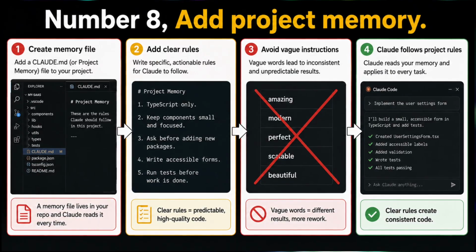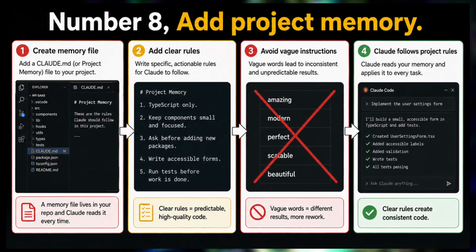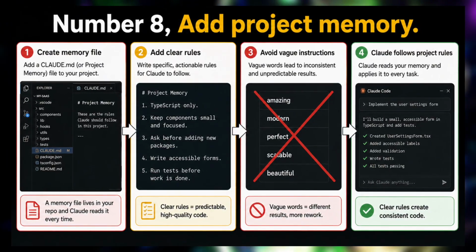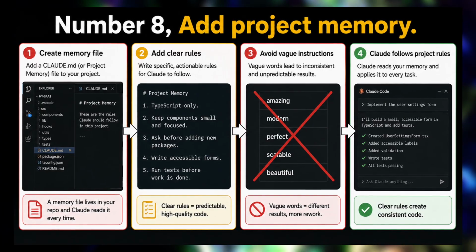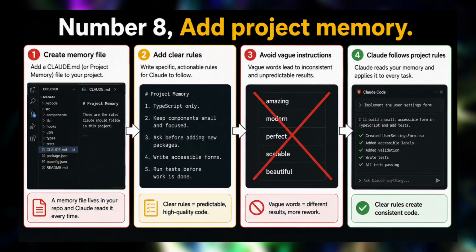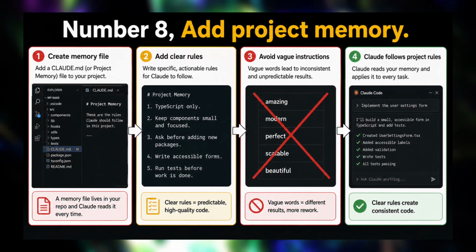Number 8. Add project memory. Claude Code can use project memory files to understand your preferences and project rules. Use this to explain how the app should be structured, what naming style to follow, what libraries to avoid, and how changes should be made. Keep this memory short and specific. Do not write a giant essay.